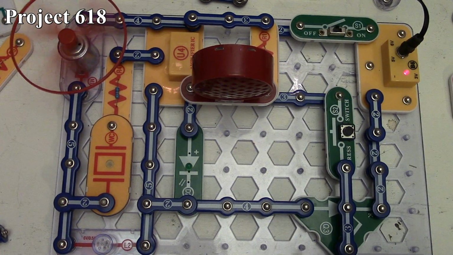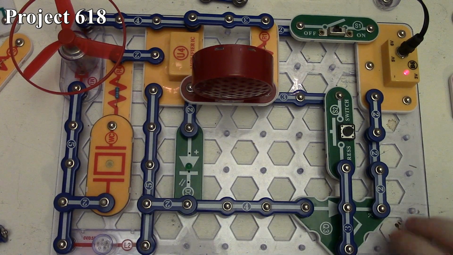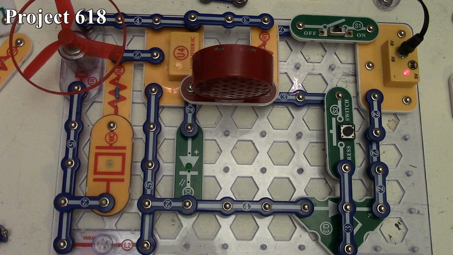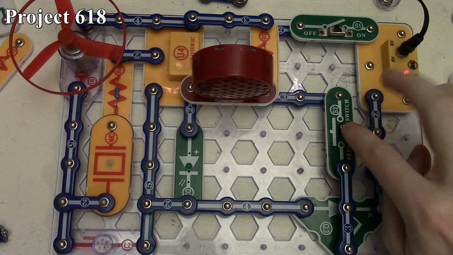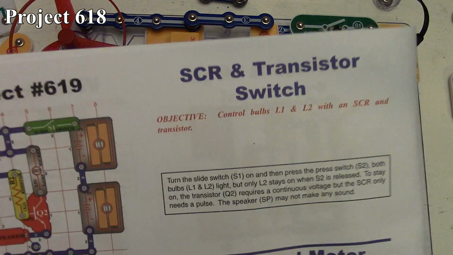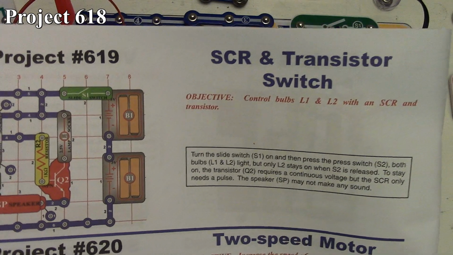But as the SCR stays triggered, the circuit stays going. Otherwise, when we turn the power off and back on, it resets. So we have to trigger it again with the push button. So that's project 618. So project 619 is the SCR and Transistor Switch.